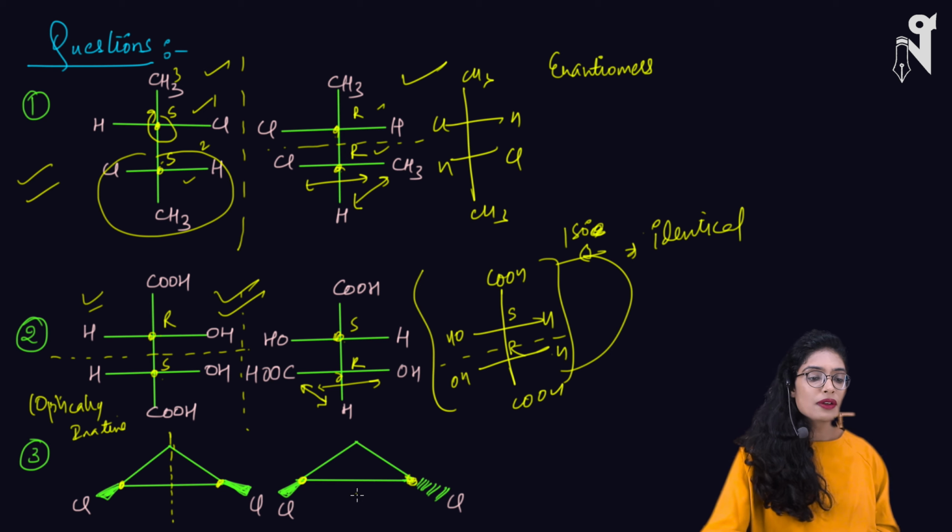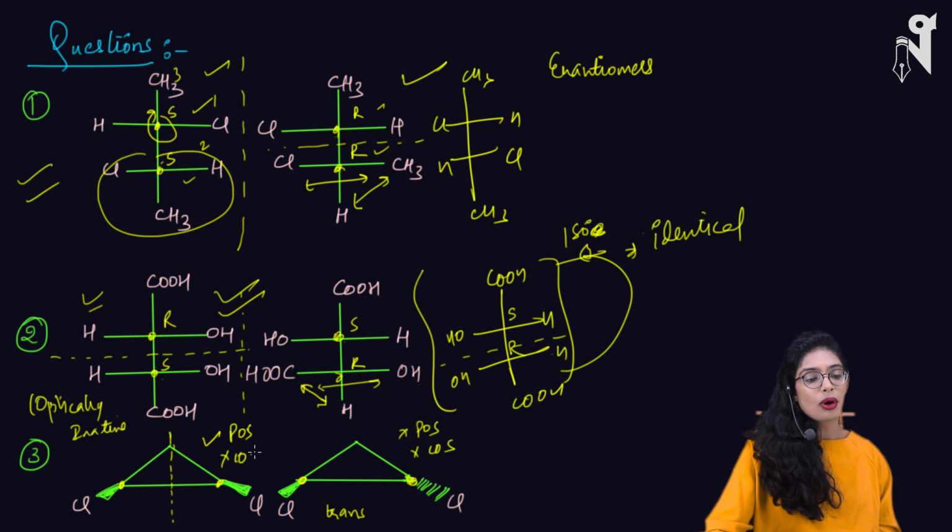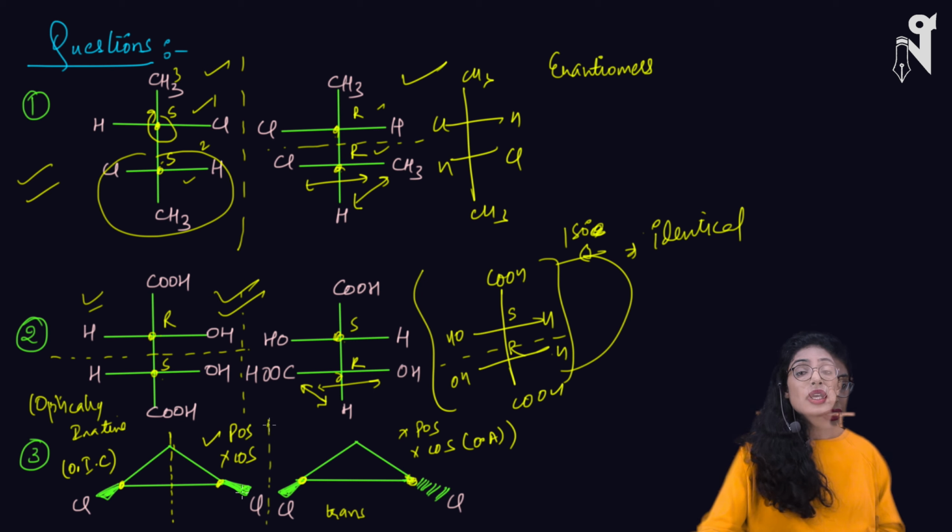Now see whether there is a plane of symmetry in this compound or not. In this compound, in trans, I don't think there is a plane of symmetry. No plane of symmetry, no POS, no COS. Here POS is there and no COS. So this is an optically inactive compound, and this is an optically active compound. So they are not mirror images, their configuration differs, and one is optically active, one is optically inactive. So these are diastereomers.